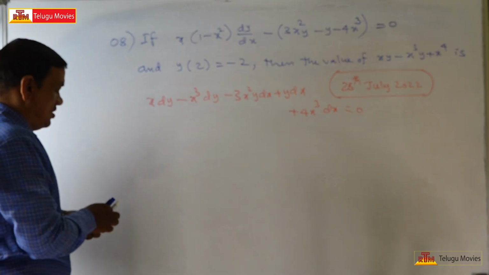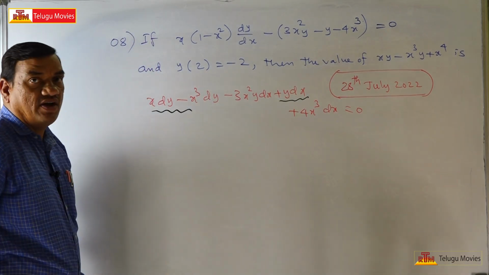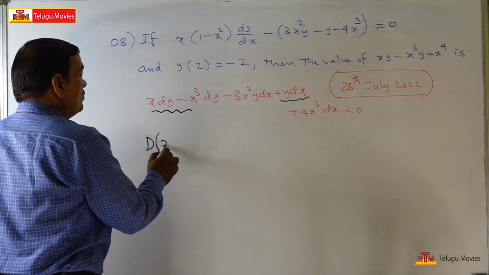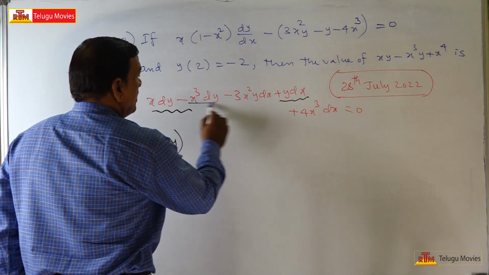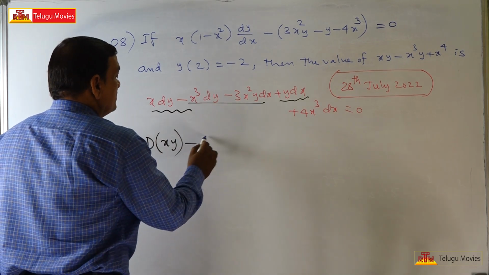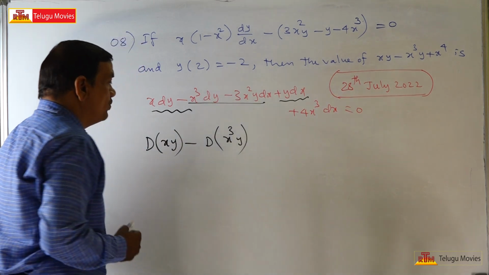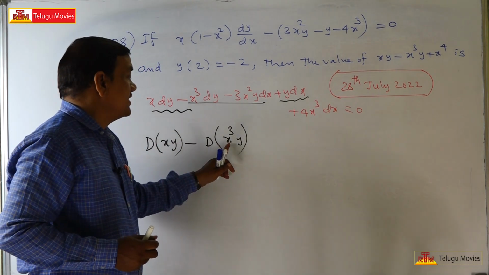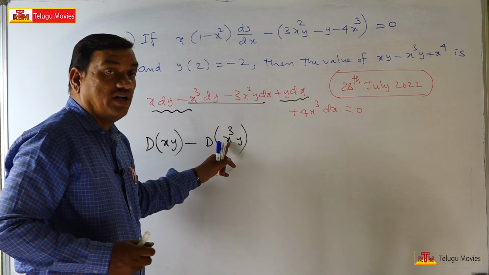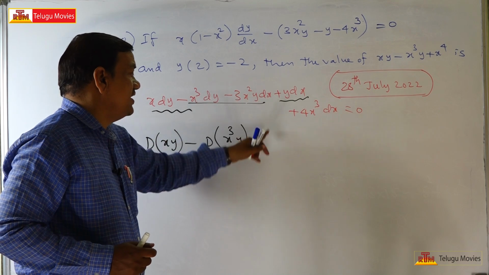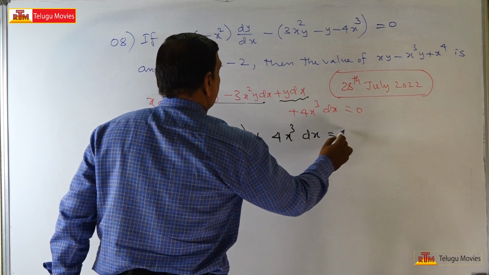If you observe here, x dy plus y dx, this is the derivative of xy. Observe here, this is the derivative of x cube y. So x cube into dy by dx plus y into the derivative of x cube, 3x square dx, plus 4x cube dx is equal to 0.